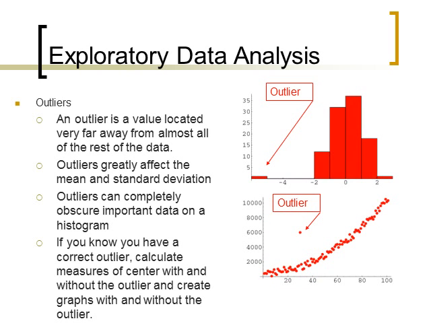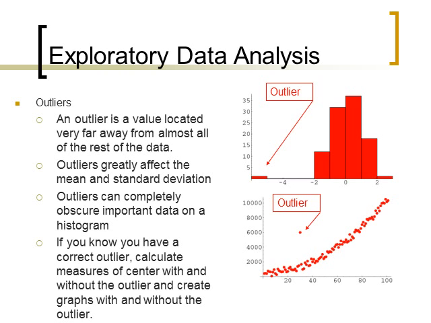Outliers in statistics are values that are very far away from the rest of the data points. Outliers greatly affect the mean and the standard deviation. They can also completely obscure important data on a histogram. Sometimes outliers are mistakes that the researcher made.